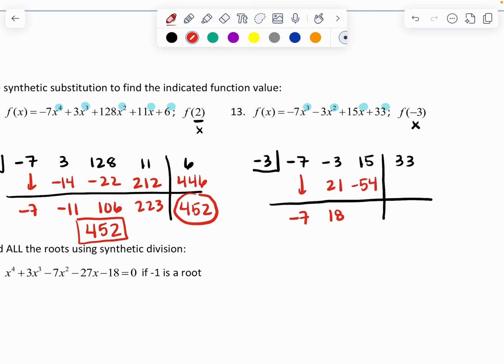15 minus 54, if we do 54 minus 15, I think that's 39, is it not? Yeah, and it's going to be negative. And then -3 times -39. Hey, if you can't do it, work it out. -39 times, well, don't worry about the negative sign, 39 times 3. 9 times 3 is 27. Carry the 2. That's 9 plus 2 is 11. So this is 117. And then 117 plus 33, that's 150. So my answer is going to be 150.